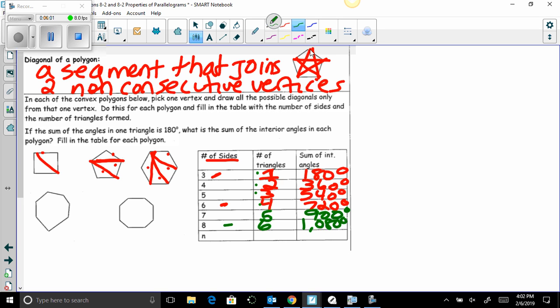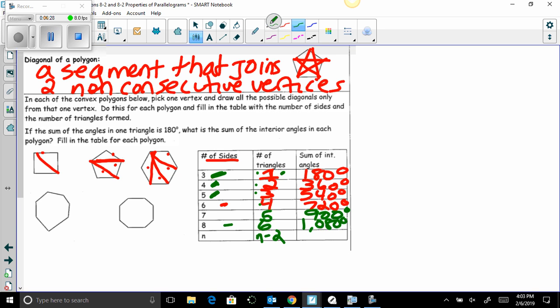So how am I getting this? What is that formula there? Well, the formula is I would do n minus 2, because notice, if I'm at 3, I take 2 away from it to get 1, and then I multiply that by 180 to get my 180. If I'm at 4, I take 2 away from that to get my 2, and then I multiply that by 180.